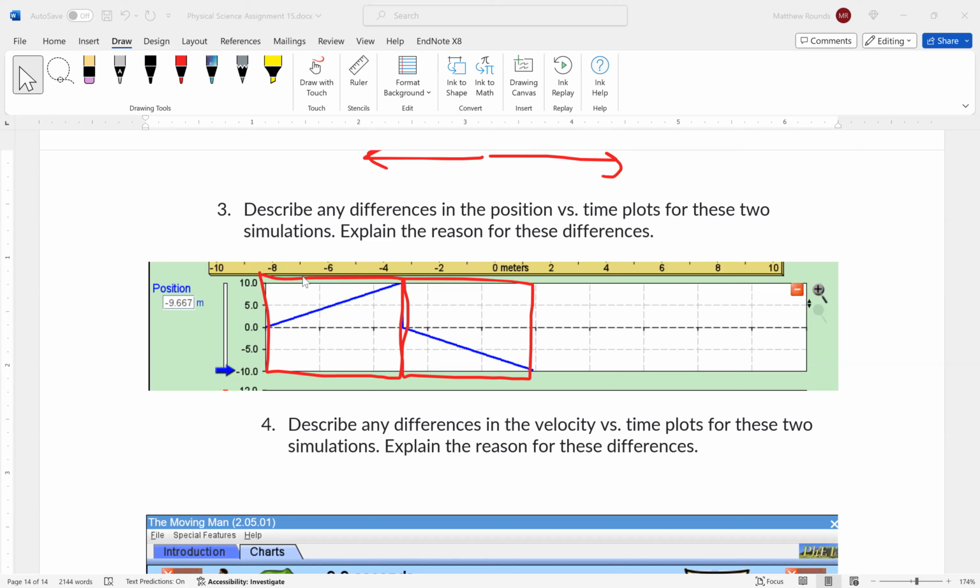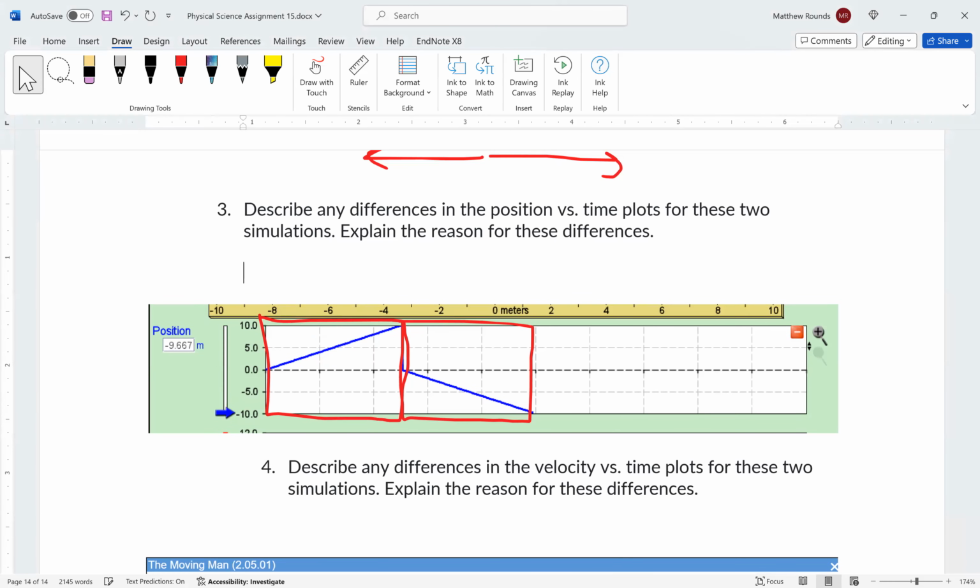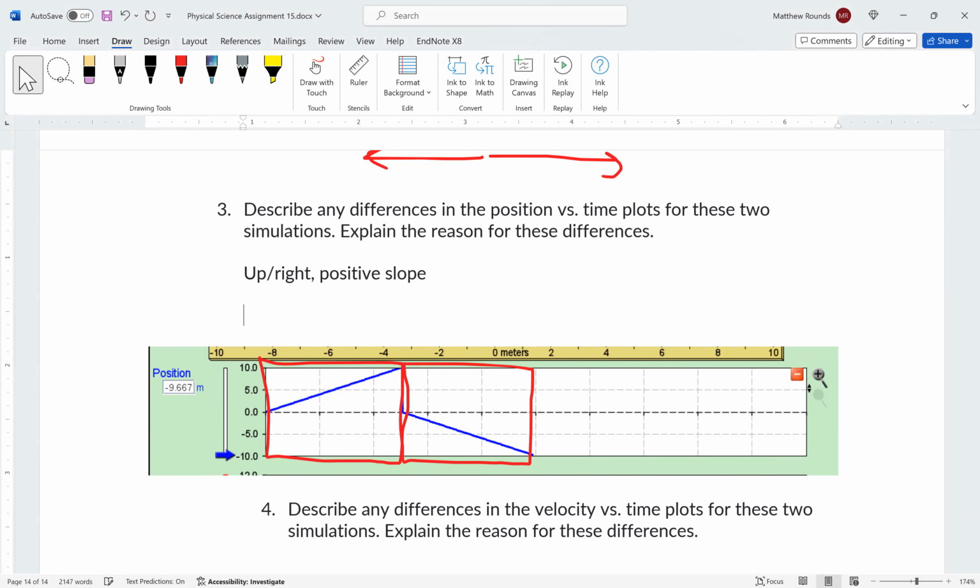Should I say that for the first one it's not horizontal, it's becoming a diagonal line? I don't know. You want to talk about the slope. If a line goes up and to the right, see how the blue line's going up and to the right? That's a positive slope. And going down and to the right is a negative slope. And this is consistent with it moving to the right, then to the left.